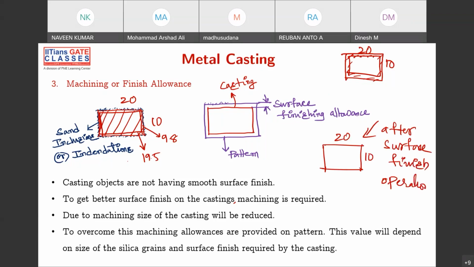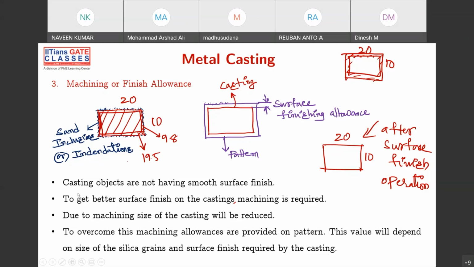Okay, very important. So it means that you have to again increase the size of the pattern. Again, in the sense I am comparing with the shrinkage allowance, that is when alpha is positive. Okay, so please remember, for the sake of surface finish, you are removing some material. So to compensate that, you are trying to increase the size of the pattern. That is what is very important.